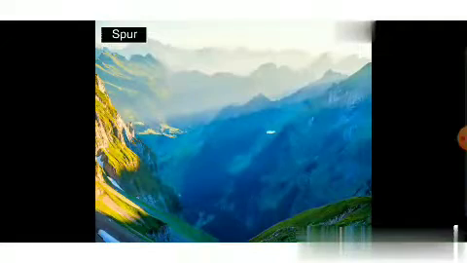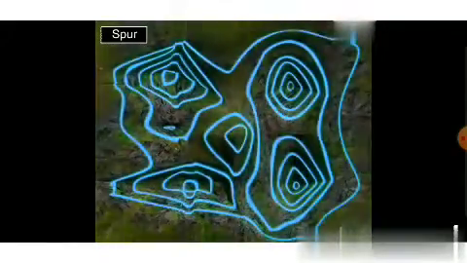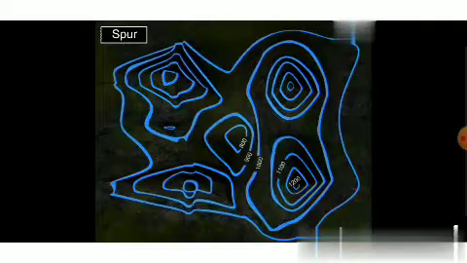Spur. Spur is represented by V-shaped contour lines. The apex of the V points to lower ground. Contour lines bend towards the foot of mountain.